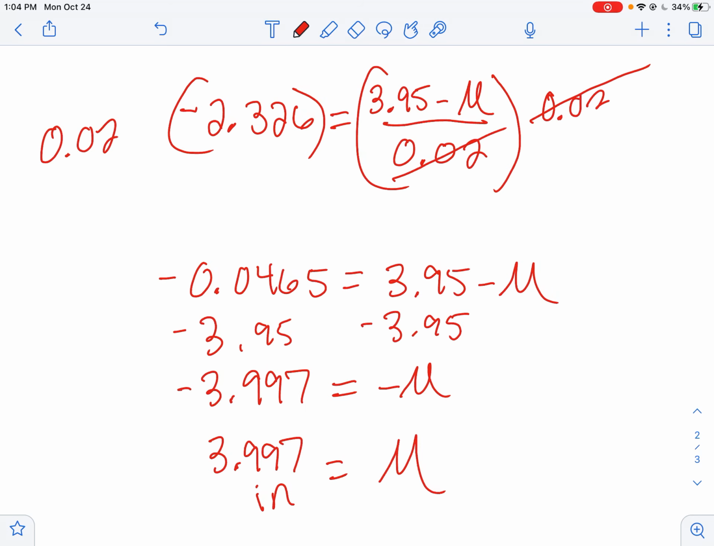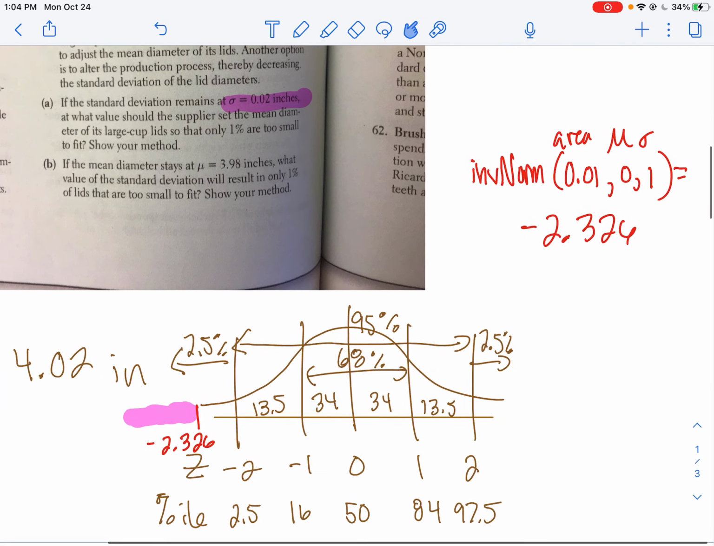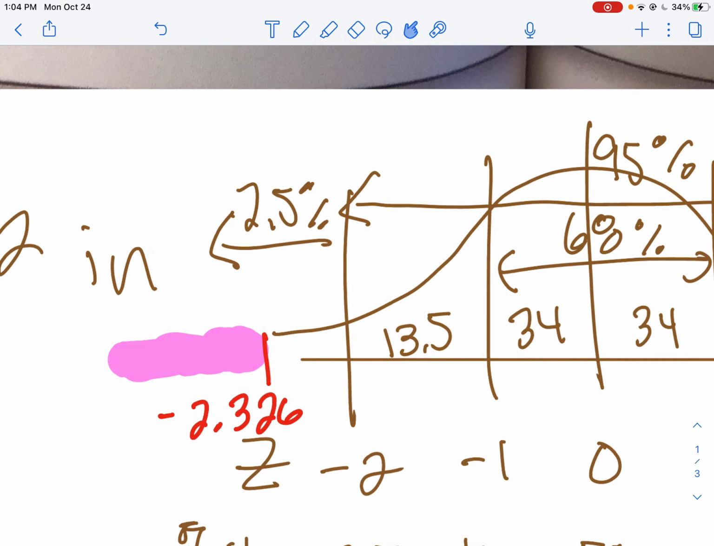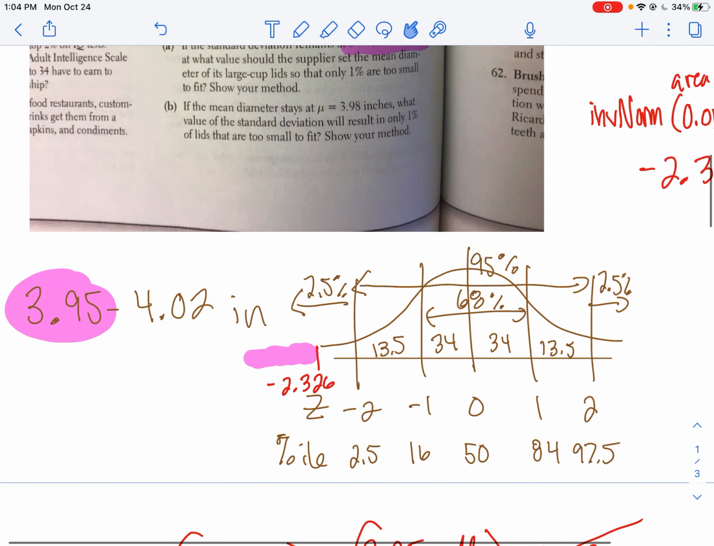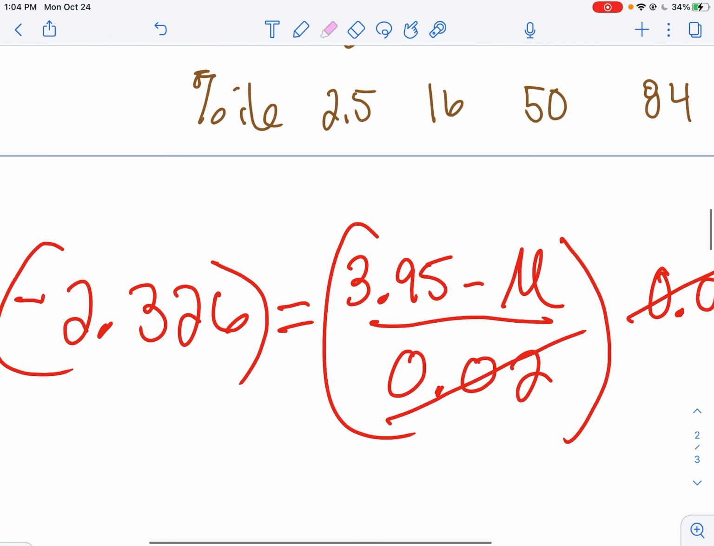That should be the new average if I specifically want 1% to be too small. So again, what did I do? I looked for 1% on my normal distribution. I specifically identified how many standard deviations away I had to be to get 1% of my data values less. I did that using inverse norm, and then I used that z-score, plugged in the value I knew, that 3.95 inches. I know that's the smallest that those largest can hold at that fast food restaurant. I did not know the mean, and then I went with that standard deviation that we already knew. So that's what got me to part A.